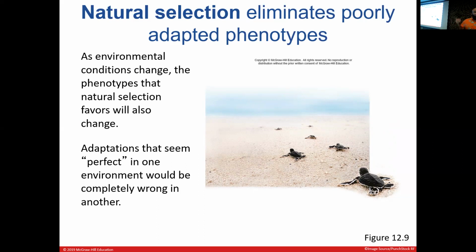Now, as a result of environmental conditions changing, the phenotypes that natural selection will favor can also change. So adaptations that seem perfect in one environment will be completely wrong in another. This is often called an evolutionary trap because they've evolved to fit this very particular circumstance. And once they're introduced to a brand new circumstance, it screws up everything. A great example of this.